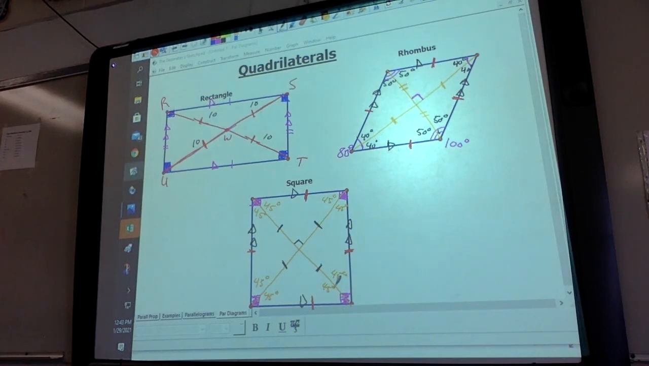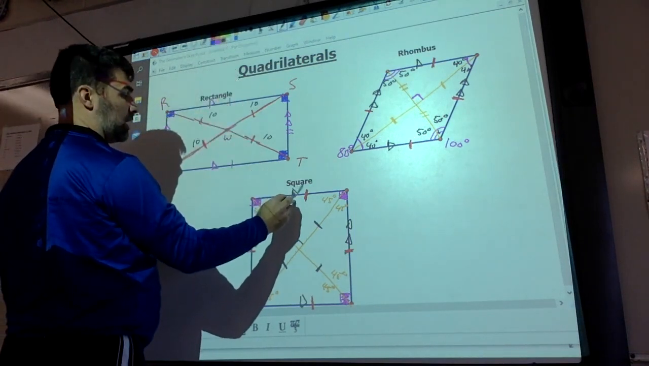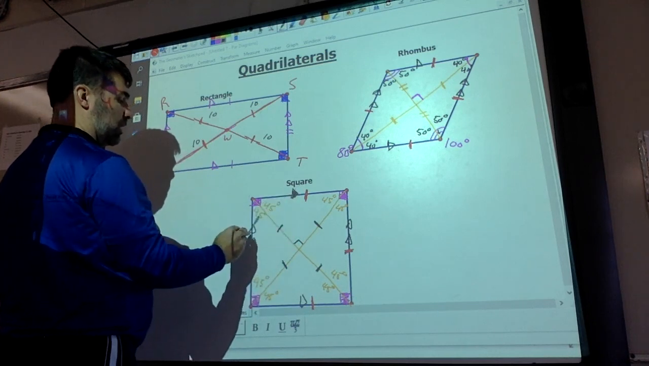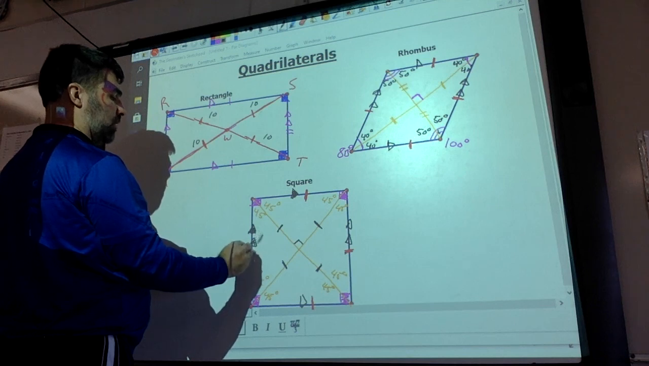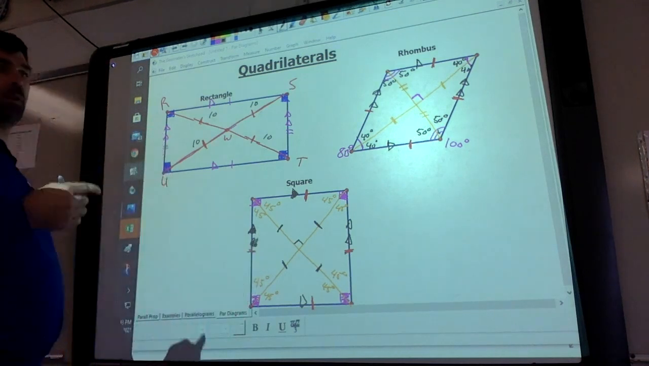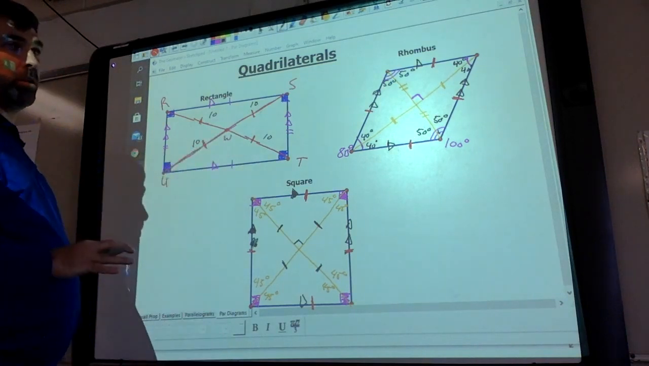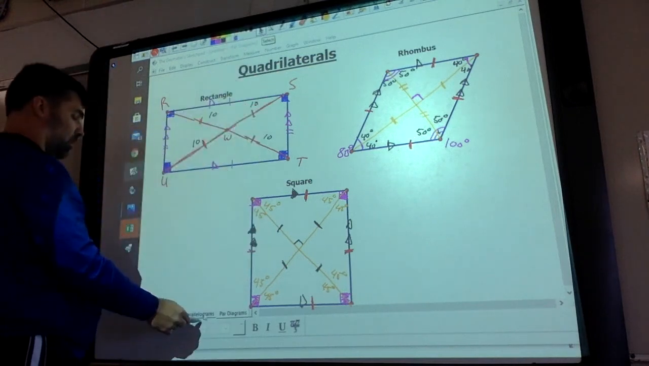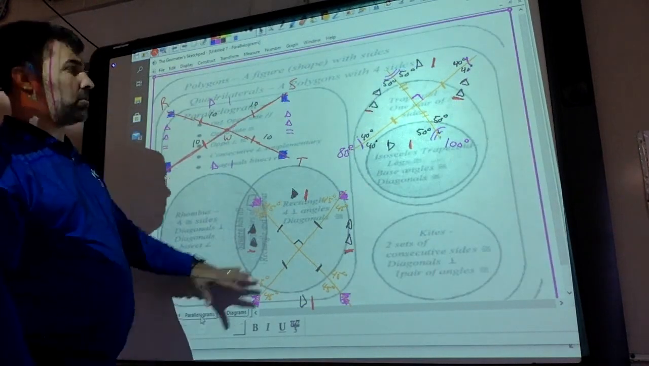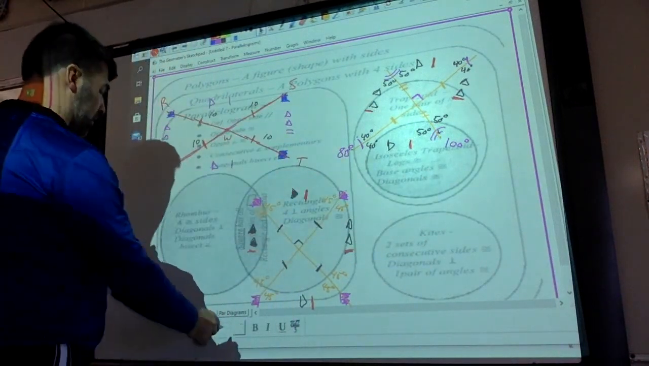But again, every time you're answering a question, you need to ask yourself, am I dealing with sides, angles, or diagonals? And if you do that, I think it will help you figure out, all right, which one am I talking about? Am I talking about a square, rectangle, rhombus? Okay. So right now this video is talking about parallelograms. We'll have another one where we'll talk about the other quadrilaterals, trapezoids and kites. But right now, this whole video is about parallelograms.